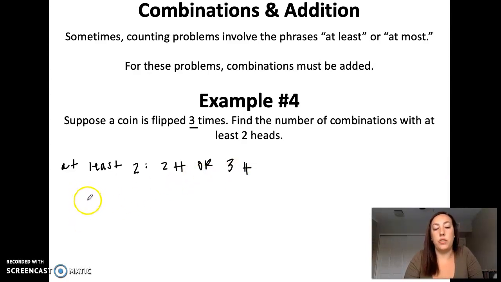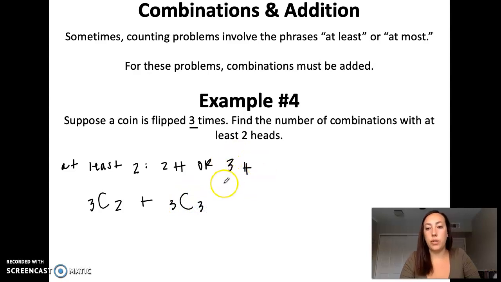So we're flipping the coin 3 times, so we'll have 3 choose 2. That's for this first one. And then we'll also have 3 choose 3. We're flipping the coin 3 times, and we're choosing all 3 to be heads. So we have to add these 2 combinations together to satisfy the phrase "at least 2."